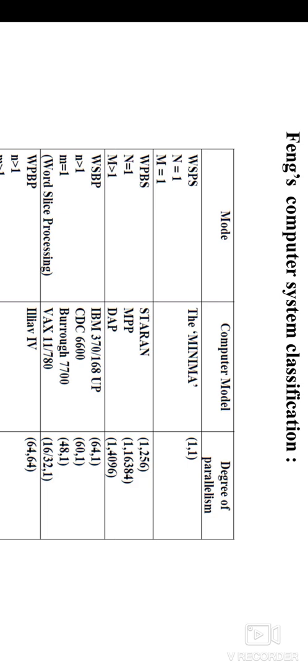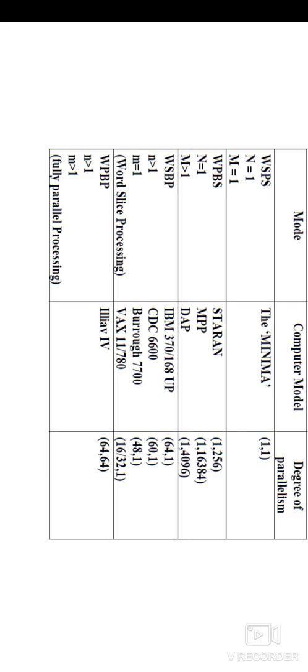Okay, in MPP it is (1, 16384). And in DAP it is (1, 4096). WSBP, it is n greater than 1 and m equal to 1. It is word slice processing. Okay, so it is IBM 370/168 UP (64, 1), CDC 6600 it is (60, 1), Burroughs 7700 it is (48, 1), VAX 11/780 it is (16 or 32, 1). WPBP, n greater than 1, m greater than 1. ILLIAC IV is an example, (64, 64).